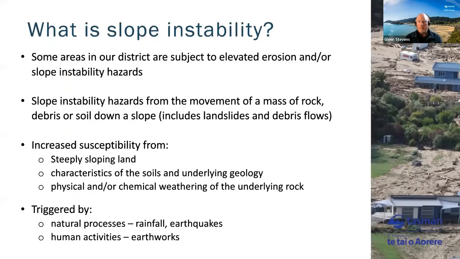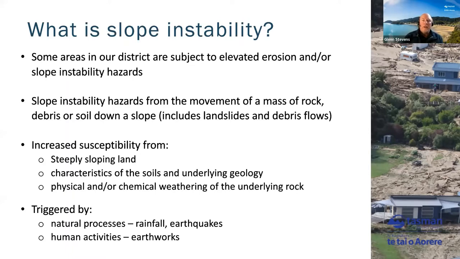When we're talking about slope instability, we're just talking about where a mass of rock or soil material will move down slope under its own weight. This includes a range of processes, from rock falls, rock topples, slides and slumps, landslides, right through to debris avalanches and debris flows.